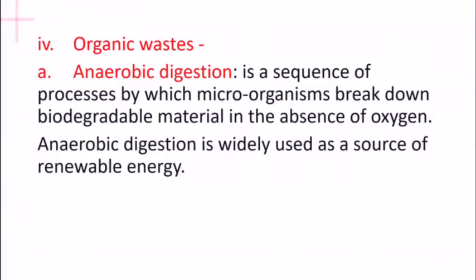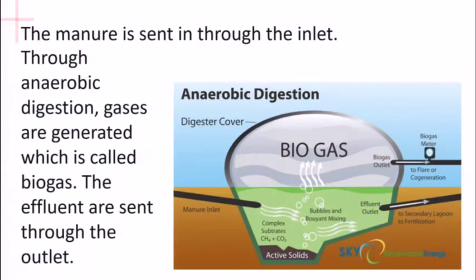Now coming to organic waste, we can go for anaerobic digestion. It is a sequence of processes by which the microorganisms break down biodegradable material in the absence of oxygen. Anaerobic digestion is widely used as a source of renewable energy. The manure is sent through the inlet. As shown in the picture, biogas is generated in the absence of oxygen through anaerobic digestion.